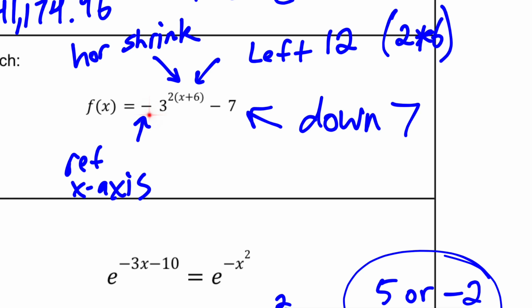Next up, the negative at the beginning is a reflection across the x-axis. The plus 6 here is not really left 6 because there's a 2 there. It's actually left 12. You do 2 times 6. And then that 2 times the x gives you your horizontal shrink. And down here we have down 7.